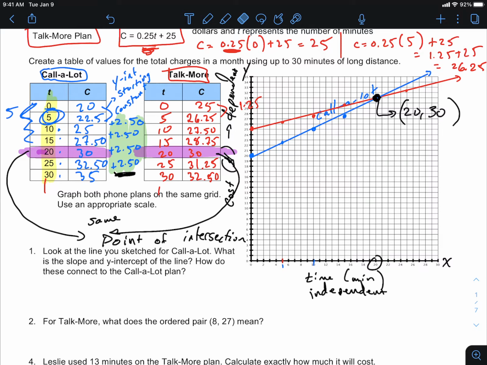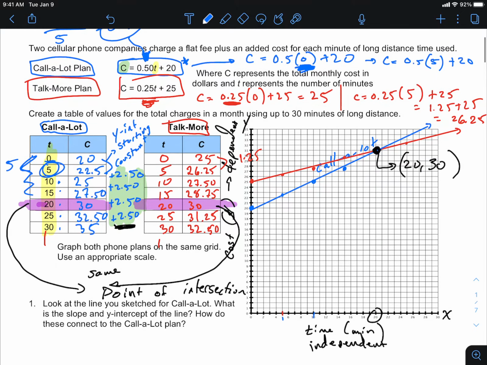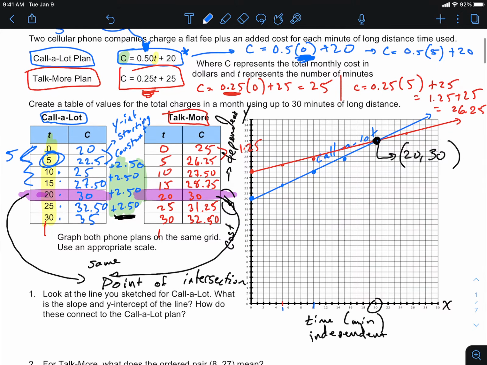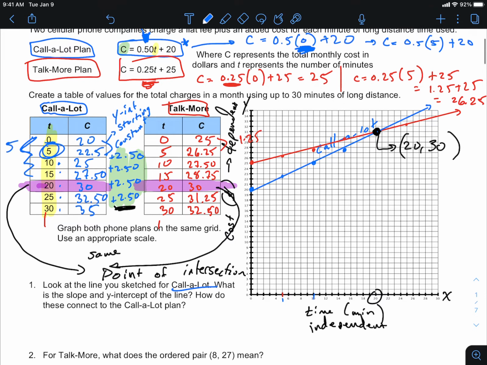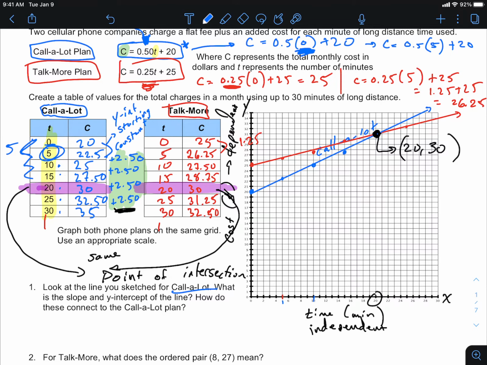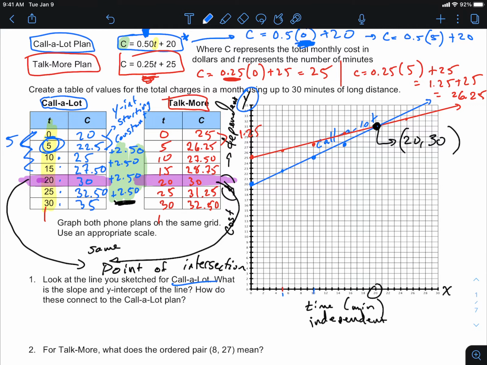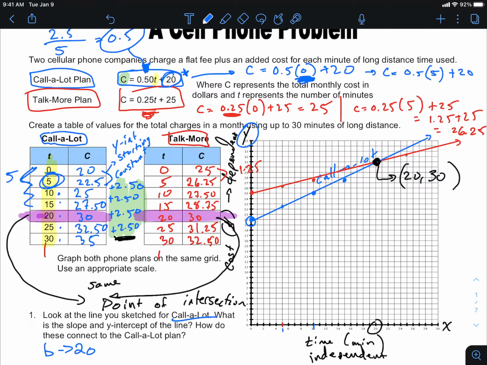Okay, so I just want to contextualize for you guys. When I look at those two equations at the top, if I'm answering number one, I'm going to look at the line you sketched for Call a Lot, that's in blue. What is the slope and y-intercept of the line? The y-intercept is the easy one. Everybody should get the y-intercept, it's where it crosses the y-axis. Where does the blue line cross the y-axis? At 20. So the b value is 20. Where do I see that in my equation? Right there.